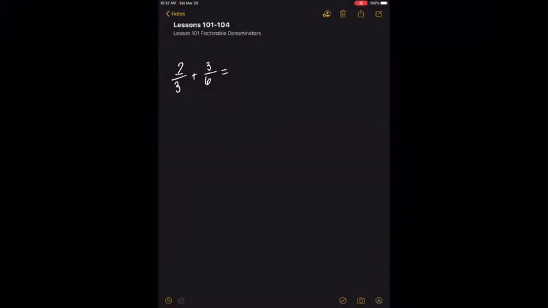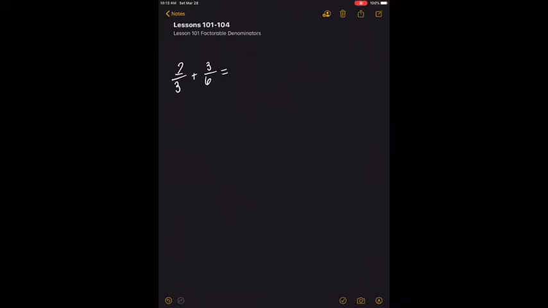Through 1 or 4. And lesson 101 is about factorable denominators. So I'm going to give you a very basic example of what we are going to do. This is going to kind of look silly because what I'm going to do is take 3/6 and expand it out.